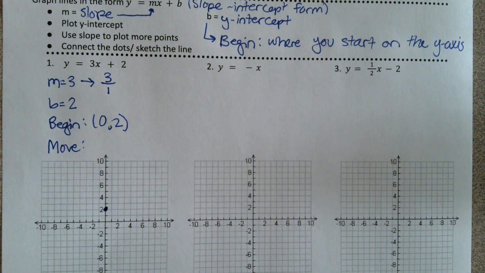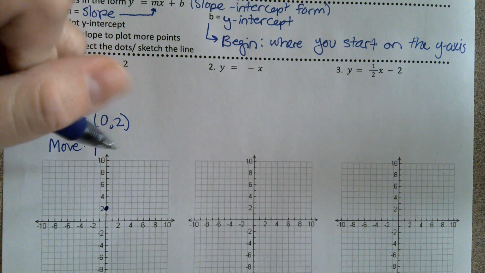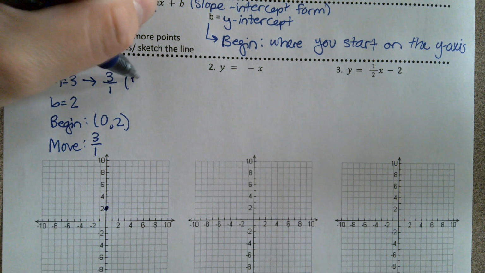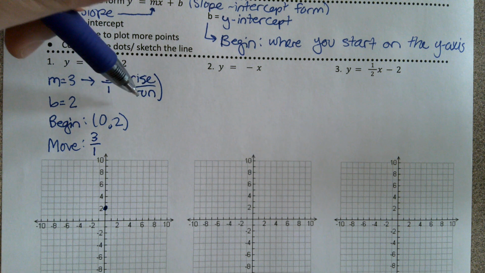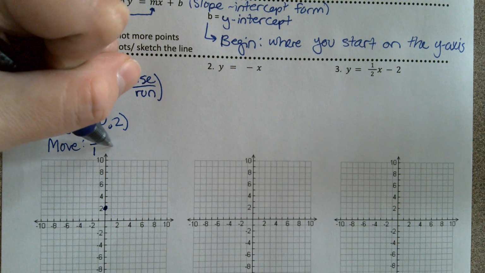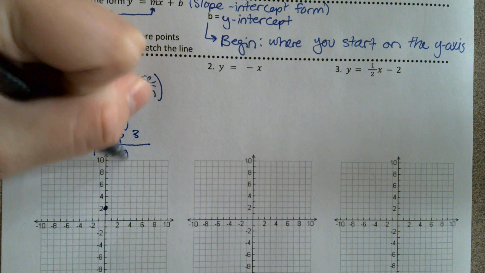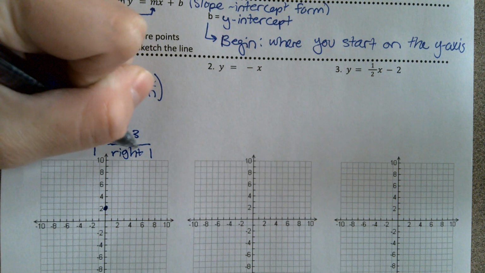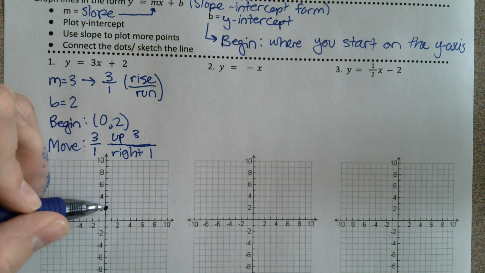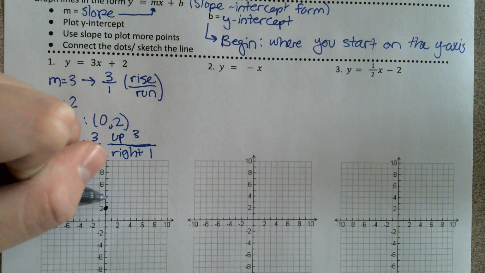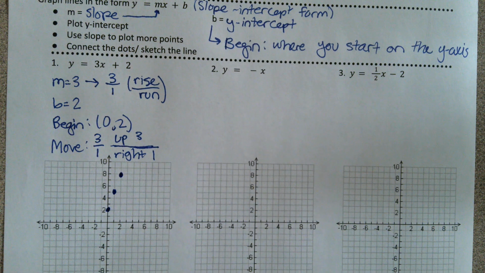From there we move according to the slope. Our slope is 3 over 1. And remember, this is rise over run. So rise means up or down, run means left or right. So we would interpret this as up 3 and right 1. So from my first point, I'm going to move up 3, right 1. And all you had to have was 3 points.